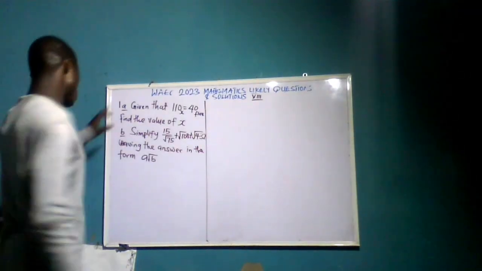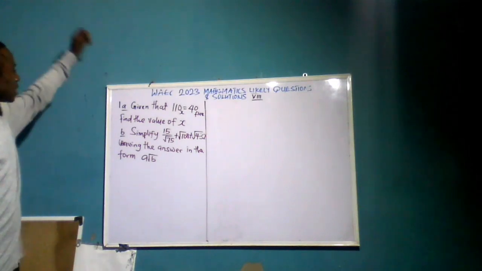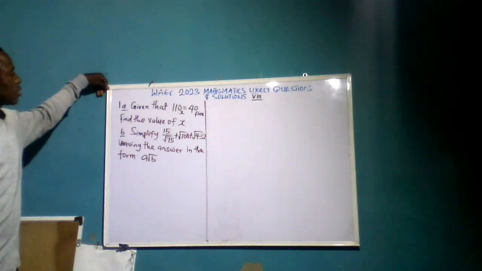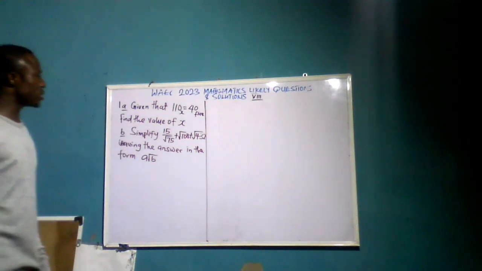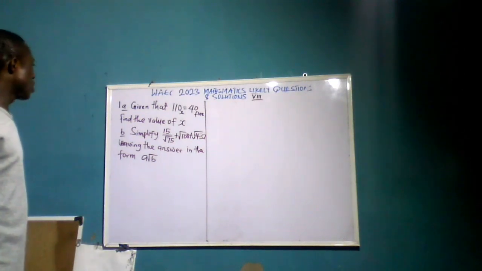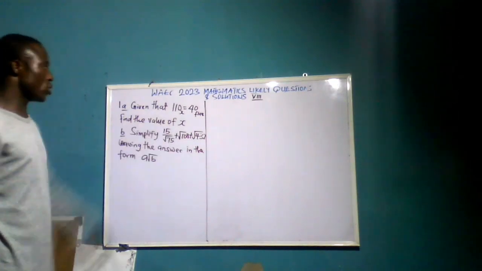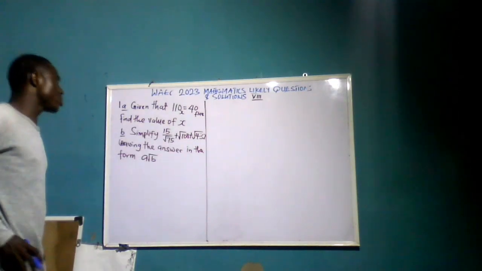Now let's take question number 1A. Question number 1A is stated as: given that 110 in base x is equal to 40 in base 5, find the value of x. We have to find the value of x given this equation. Okay? How do we go about it?